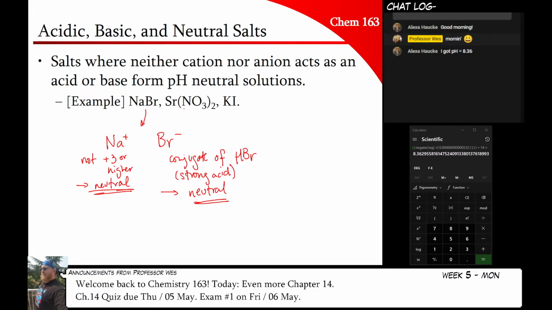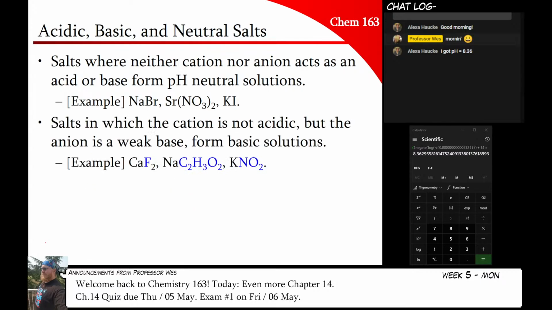What would the conjugate of nitrate be? It will be nitric acid. How about iodide? It's hydroiodic acid. So this does require you to know the strong acids, and yes, you will need to know those for Friday. So I hope you've memorized the list of strong acids.